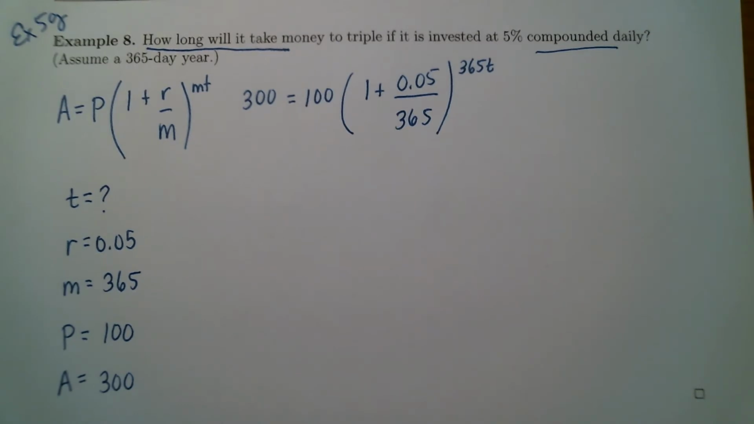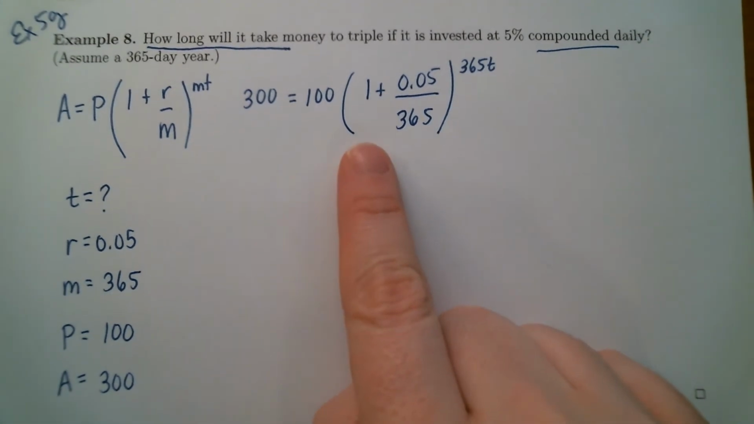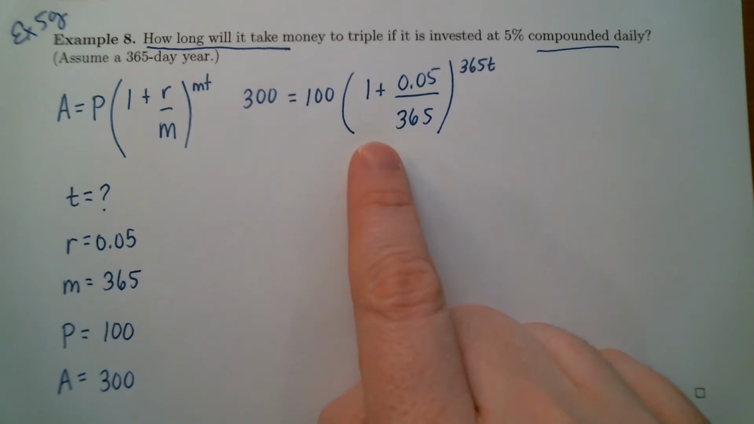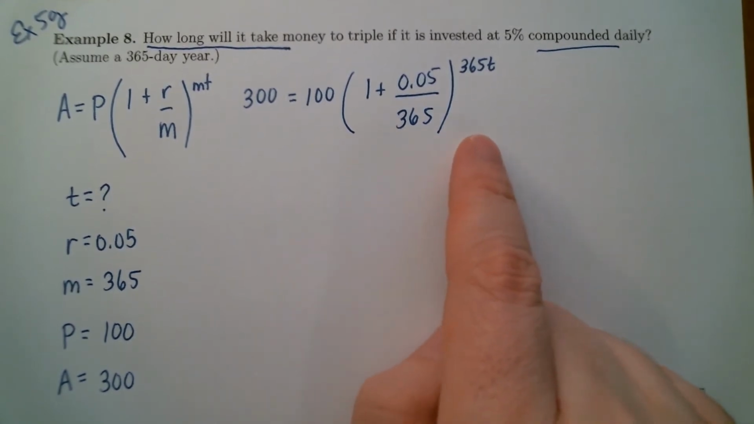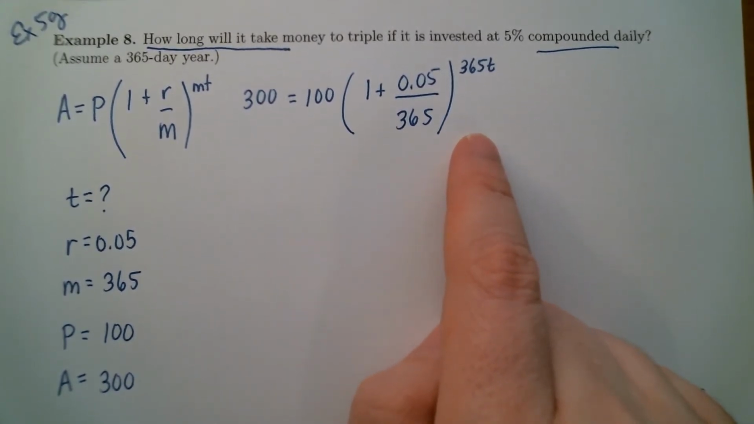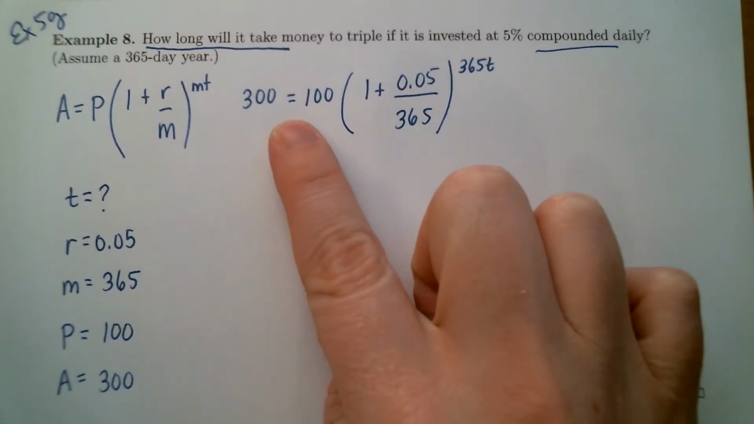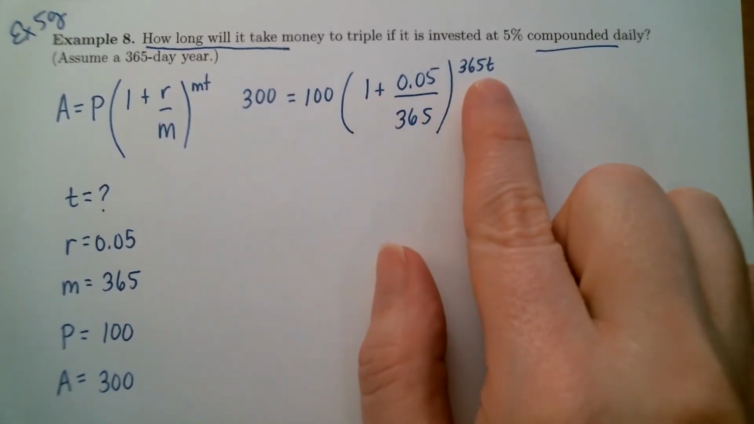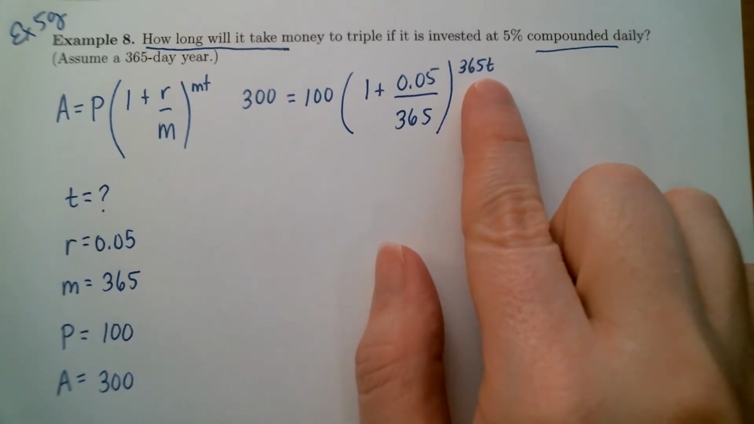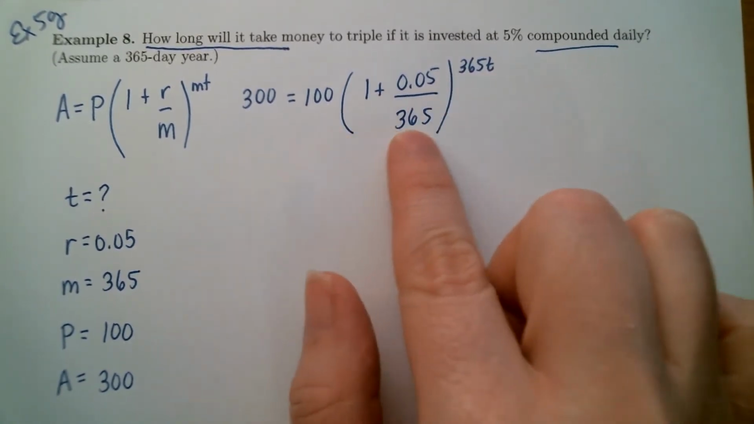Okay, so in order to solve this for time, because I've got it set up, the first thing you're always going to want to do is isolate the exponential piece. This is something called an exponential equation. It's got an equal sign, and the variable is in the exponent. So this is an exponential equation.